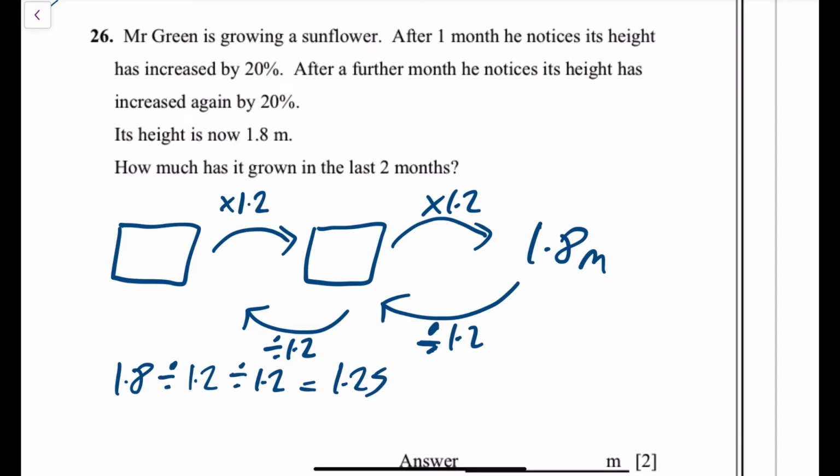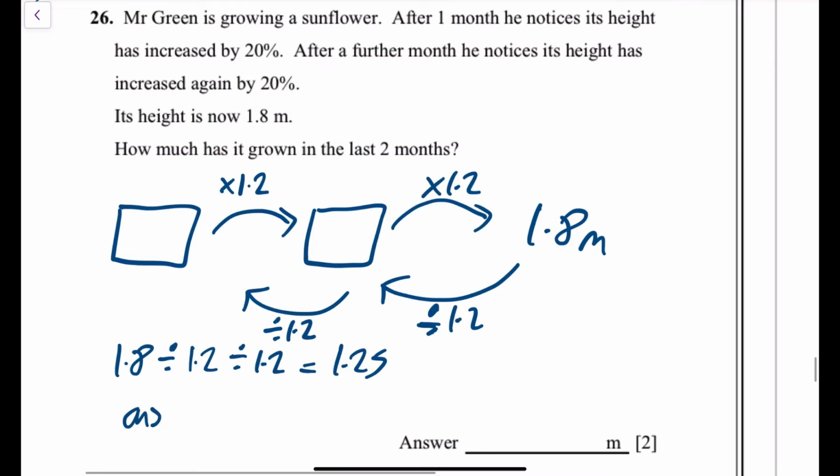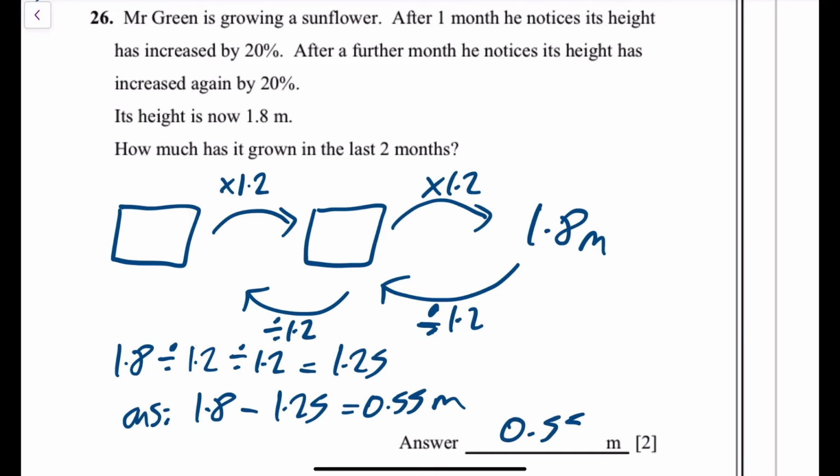1.25. Now the question says, how much has it grown in the last 2 months? So your answer is how much it finished at, 1.8, minus where it started, 1.25. So 1.8 minus 1.25 gives you 0.55 meters. That's the way they want it, as 0.55 meters. Always check the units just in case they changed to centimeters or whatever, but they haven't in this case. They've kept it in meters, so that is us.